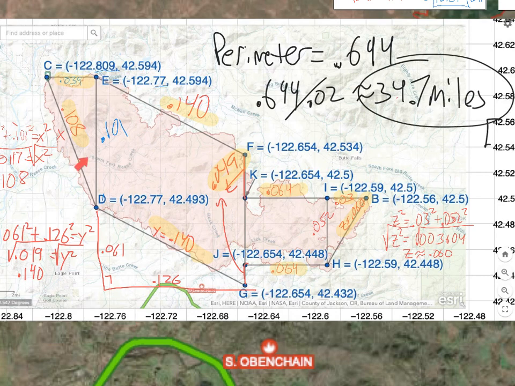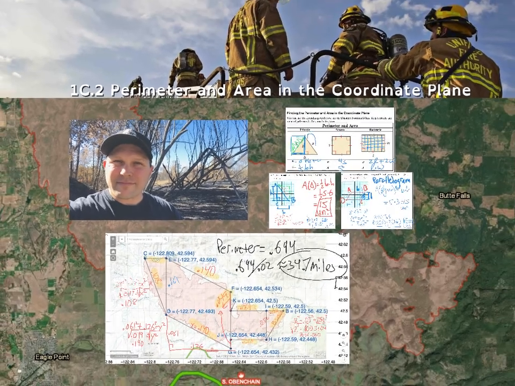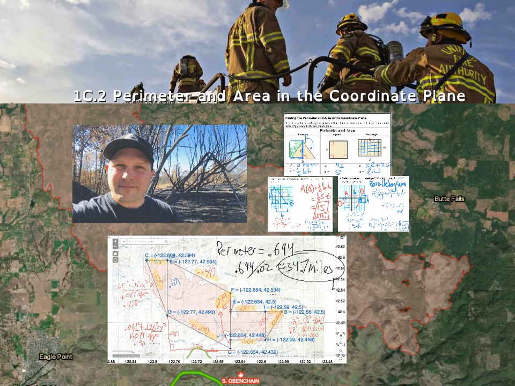So you get a feeling for how challenging it is to get a border all the way around a fire like this to contain it all. So, well, just wanted you to kind of see how that could be applied there. Lots of little detail work there, but finding coordinates and finding perimeters and areas can be very useful.